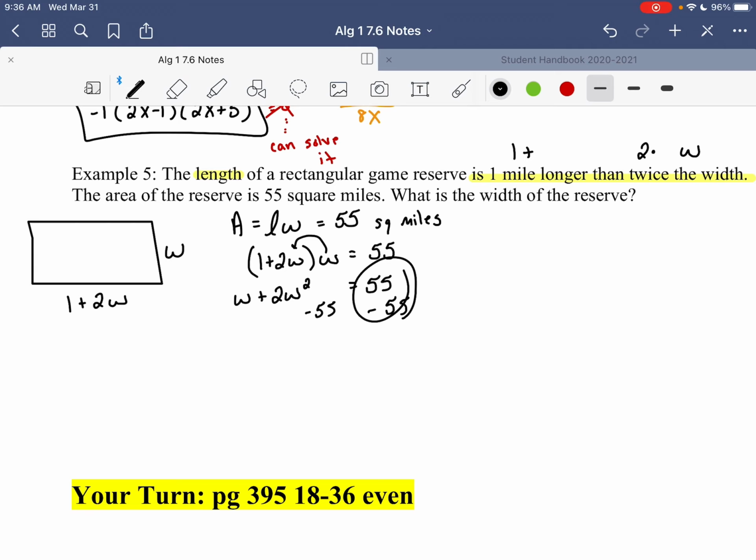So over here I get a 0 like we want. And I'm going to rearrange over here. So I'll have 2w squared, put it in standard form, plus w minus 55 equals 0. Now that I have it set equal to 0, you always want it equal to 0 to use the zero product property. Now that it's set equal to 0, I can factor it, because to use the zero product property, it has to be factored. So I need to factor this.